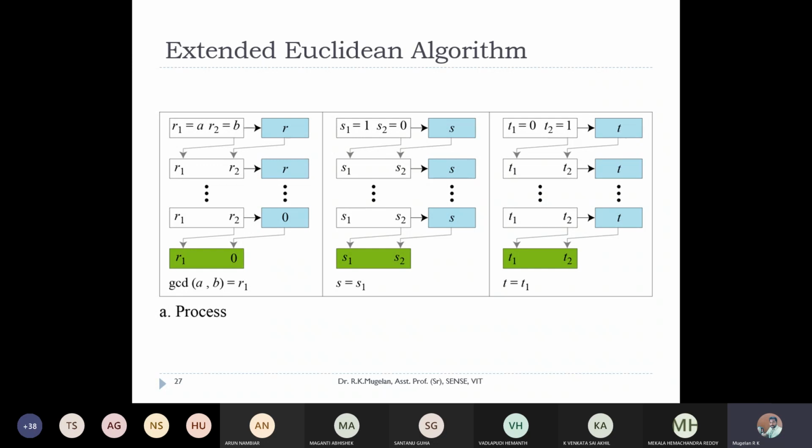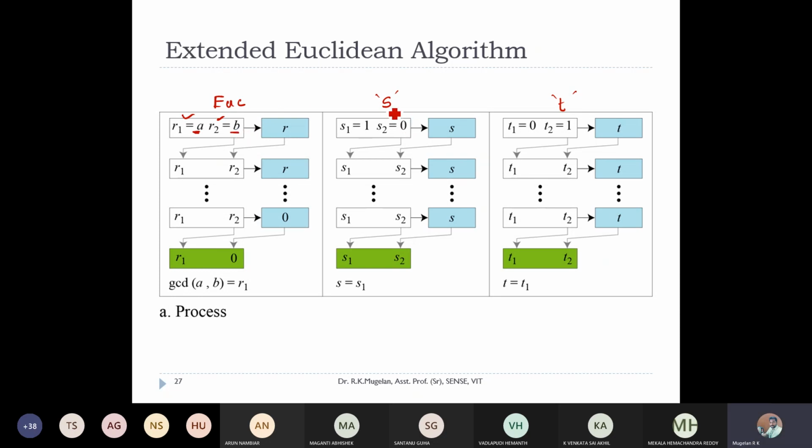This is the Euclidean process we already saw, where you take the remainders R1, R2 and push everything backwards. These are the steps for finding the value of S, and these are the steps for finding the value of T. I want everyone to listen very carefully, because if you make a small mistake in this process, you'll end up with a totally different answer. This extended algorithm is a 10-mark question. You'll be given two integers, so I'll substitute R1 and R2 with A and B.